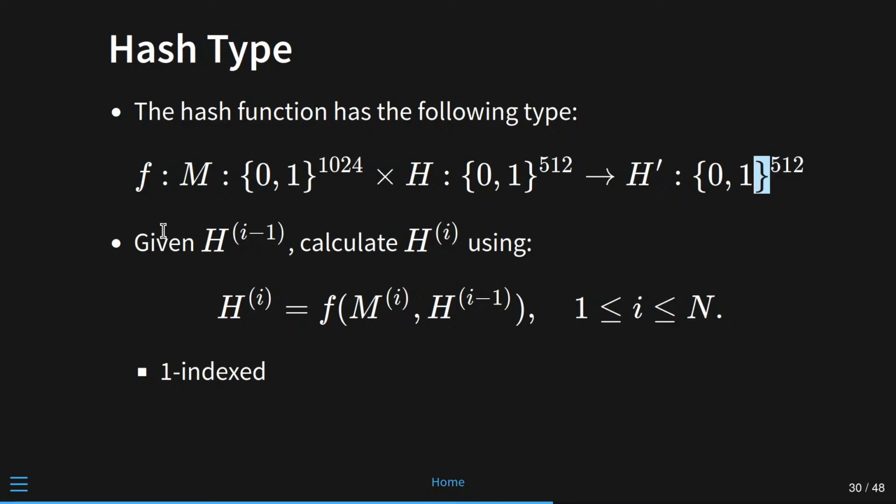And then given some previous h value, we're going to use the previous h value and the current message value to get the current hash value. And we do this for all n. So I'm going to do this many times. I'm going to cut off 1024 bits of my file, take what my current hash value is, shuffle them up, and then get 512 bits out. And then I'm going to take those 512 bits and the next 1024 bits from my file, and then move on. I'm going to do this repeatedly. So this is a loop, but it's a 1-indexed loop.